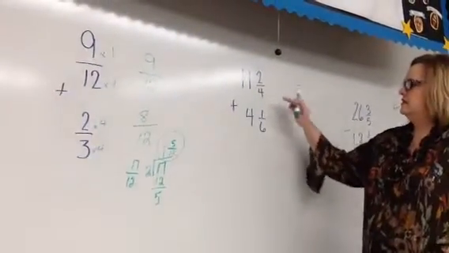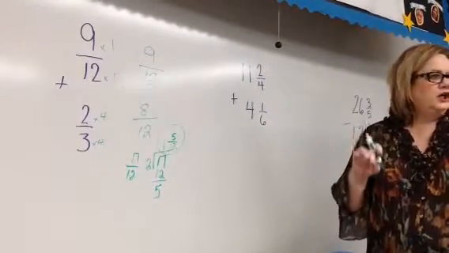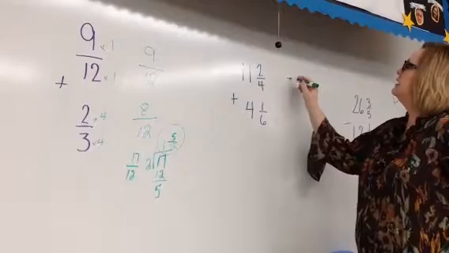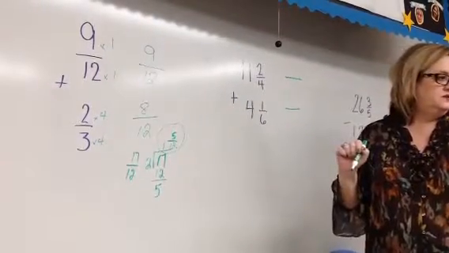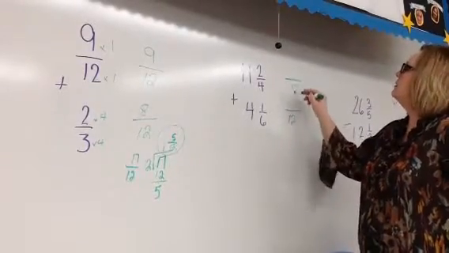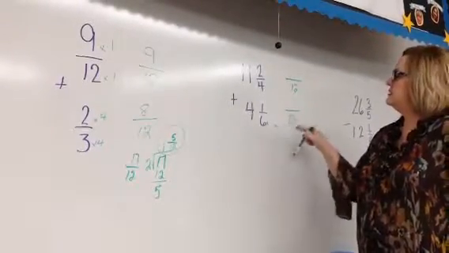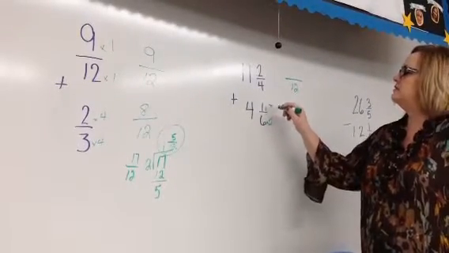Over here, 4 and 6, those are not the same, so I have to find a common denominator. And the common denominator that I'm going to use is 12. How do I get from 6 to 12? I've got to multiply by 2. So what I do to the bottom, I do to the top.